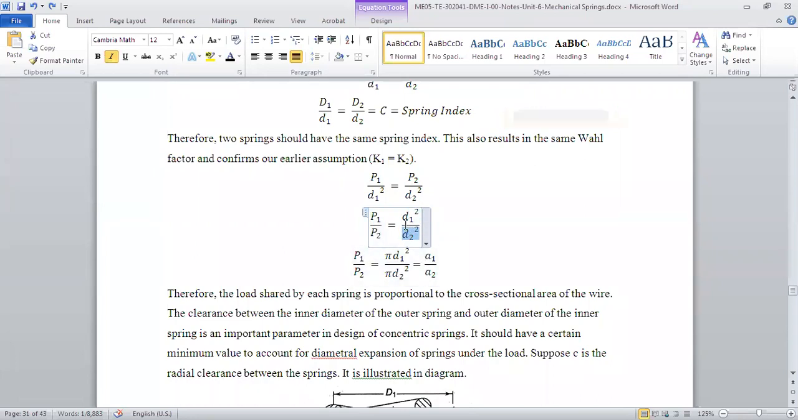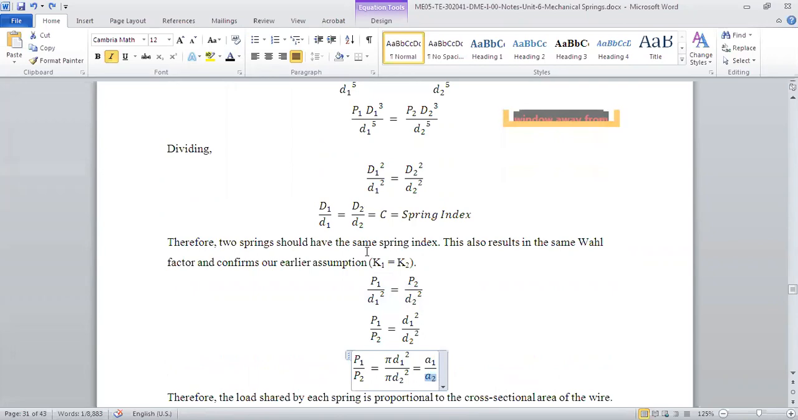Multiply both the numerator and denominator by pi. So pi d1 square upon pi d2 square. What is pi d1 square? It is the cross-sectional area of spring 1, and pi d2 square is the cross-sectional area of spring 2. It is basically area. So the load taken by each spring, P1 upon P2, is proportional to the cross-sectional area of those springs. So what we conclude from this is that the load shared by each spring is proportional to the cross-sectional area of the wire.